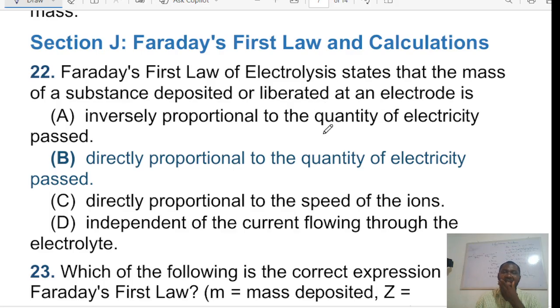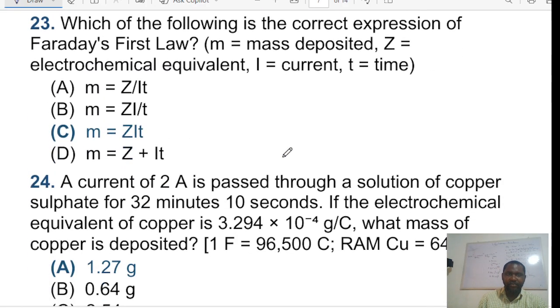Okay, so number 22 has to do with Faraday. It says Faraday's first law of electrolysis states that the mass of a substance deposited or liberated at an electrode is, we have different options here, but the answer is that it is directly proportional to the quantity of electricity passing through it. So B is the answer to that question.